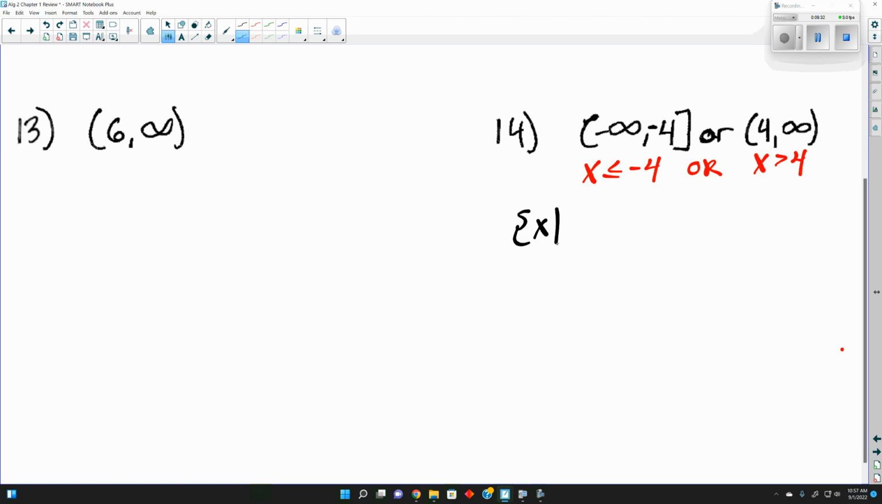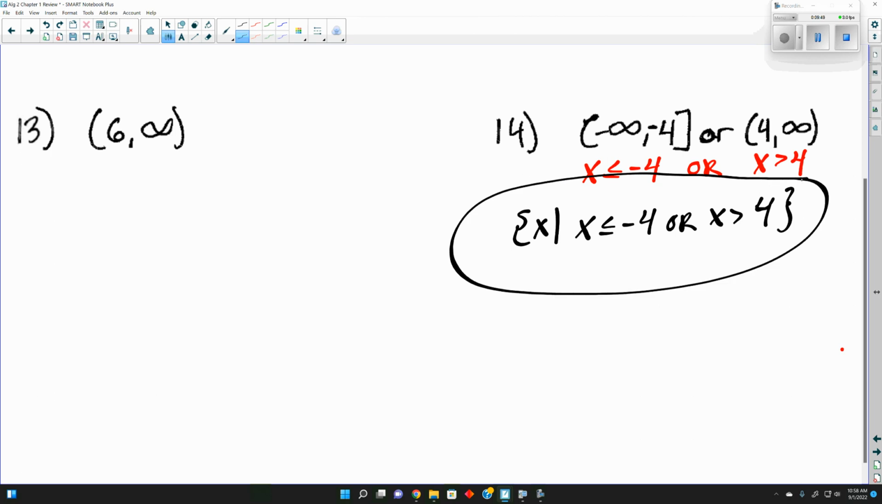All of them are going to start off the same. Brace x bar, for all real numbers x such that what? Well, x is less than or equal to -4, or x is greater than 4. And that's it. So really, if we're given an interval, we just need to write it as an inequality, throw in the x: brace x bar, inequality, brace, we're done. If they already gave us the inequality, brace x bar, inequality, close brace, and we're done. And that's it.